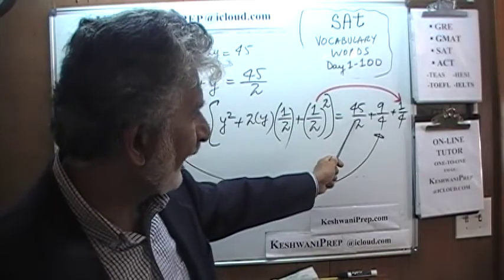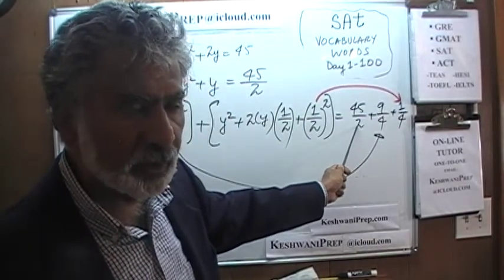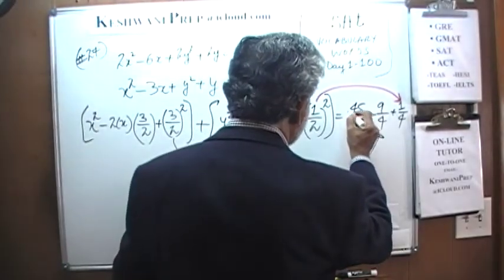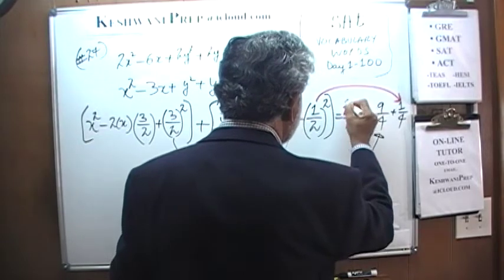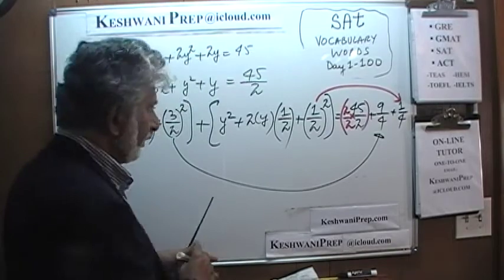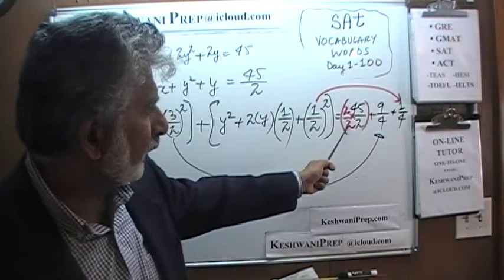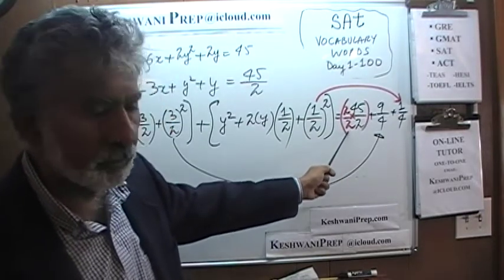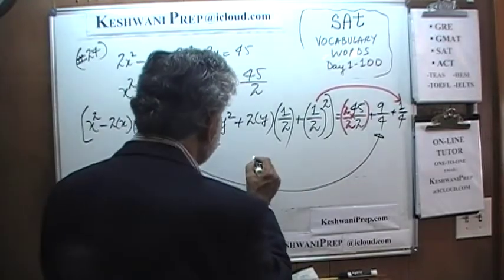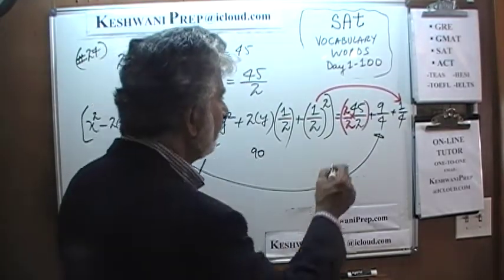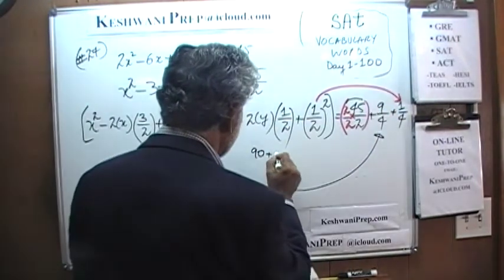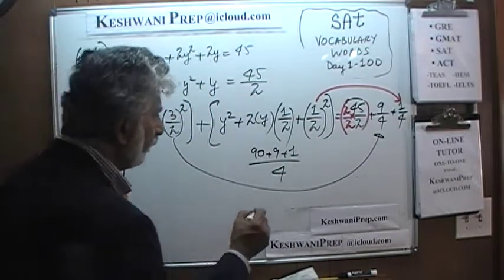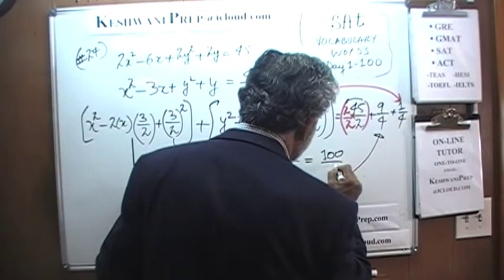The problem here is that as we start adding up these figures, we have a denominator of 2 here, and a 4 here, and a 4 here. Why don't we make this one a denominator of 4 as well, times 2 over 2. There we go. So it becomes 2 times 45 over 2 times 2. 2 times 2 is 4. You see, we're multiplying 45 over 2 by 2 over 2. 2 times 45 is 90. And then we've got 9 and a 1, so 90 plus 9 plus 1 is 100 over 4.